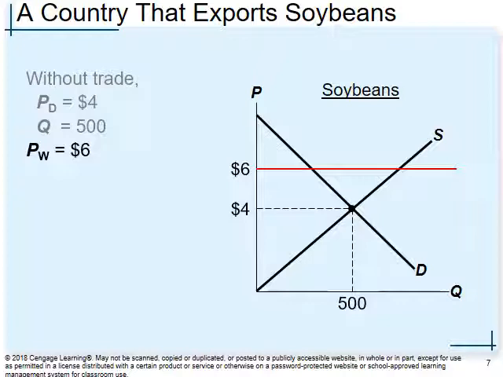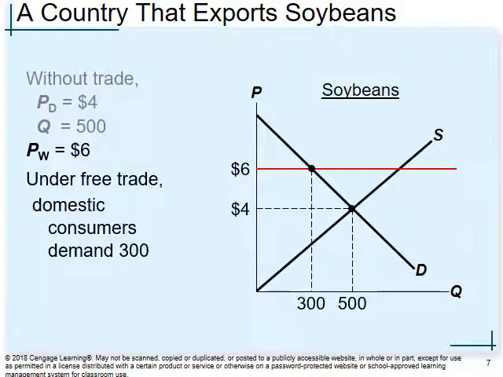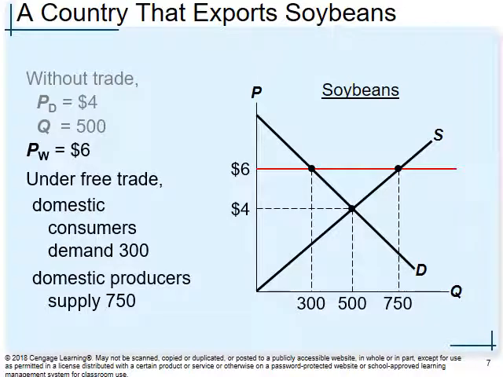What happens if the country opens to international trade and the world price is basically $6? So if there is free trade, what will happen is that the demand of the domestic consumers will fall to 300, and the domestic producer supply will increase to 750. Now these two new quantities are basically according to the new price.